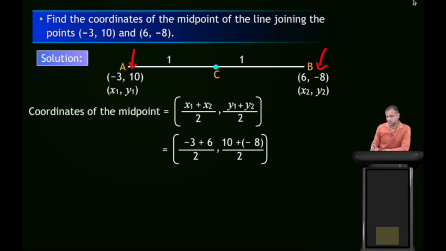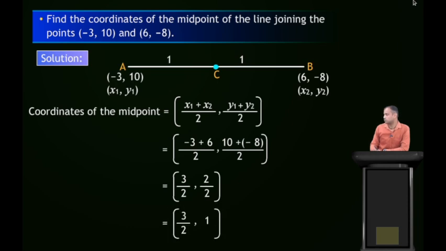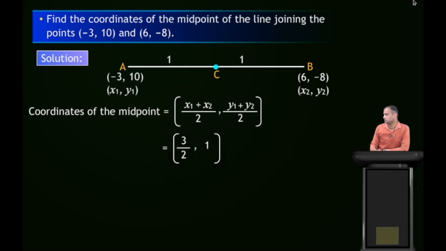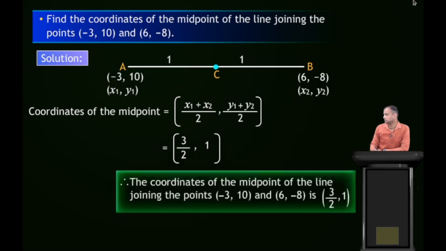Okay, and after solving you will get 3 upon 2 comma 2 upon 2, which is 3 upon 2 comma 1. So the coordinates of the midpoint of the line joining the points minus 3 comma 10 and 6 comma minus 8 is 3 upon 2 comma 1. Okay, here we used the midpoint formula and put the values of x1 y1 and x2 y2.